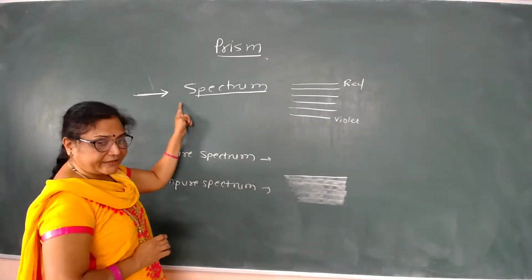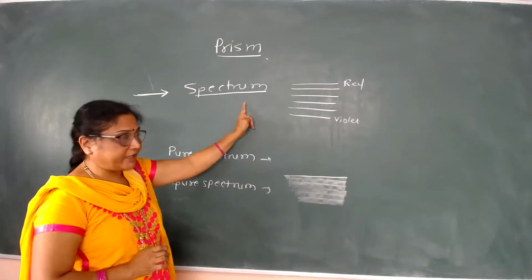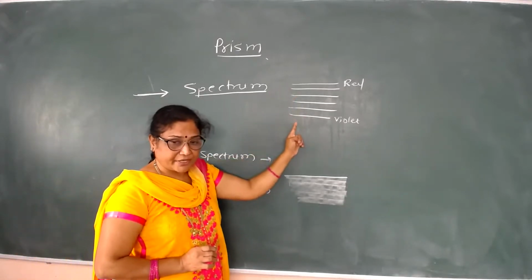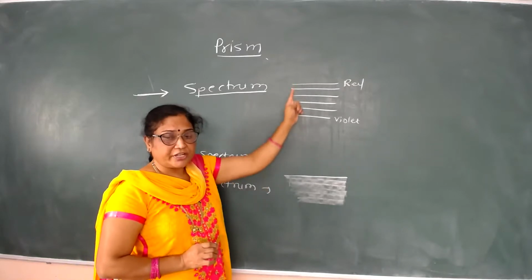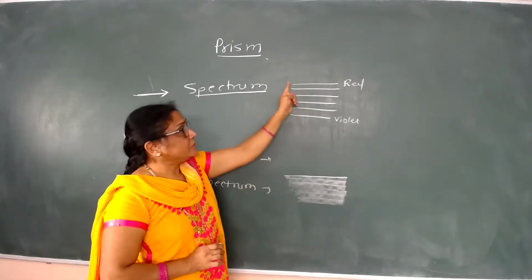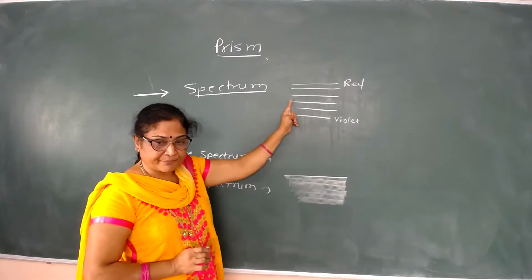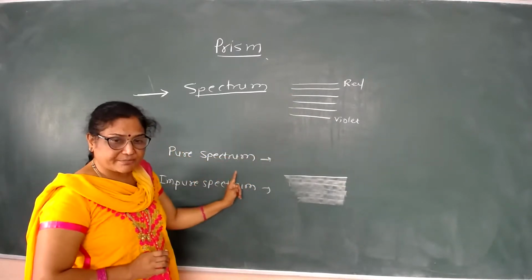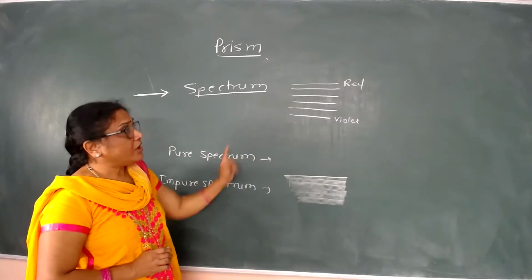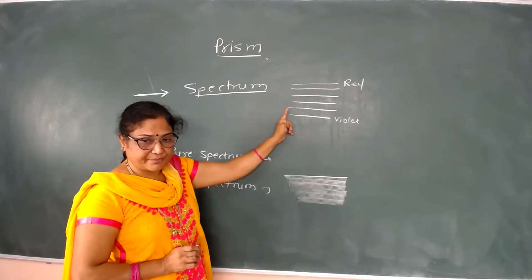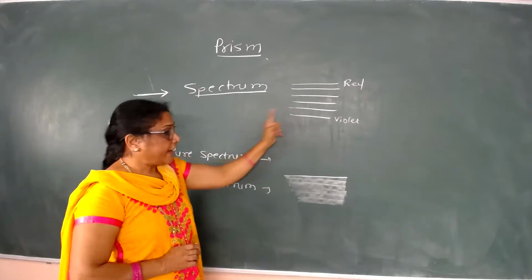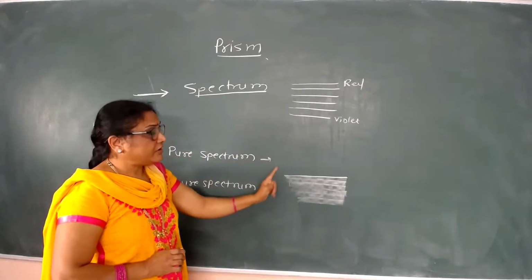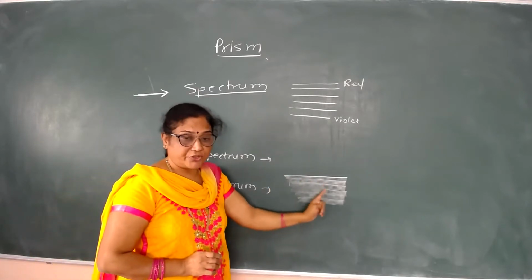When composite light is incident on another medium, separate colors are found. If all the colors are separated, arranged depending upon their velocities, that is known as a spectrum. Spectrums are of two types. One is the pure spectrum, in which all the colors are arranged separately after refraction. The impure spectrum is one in which, after refraction, the colors overlap each other.